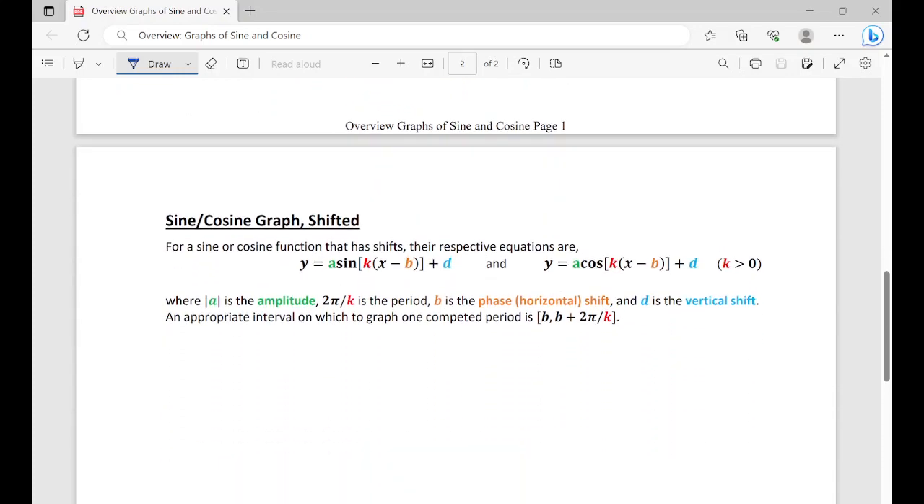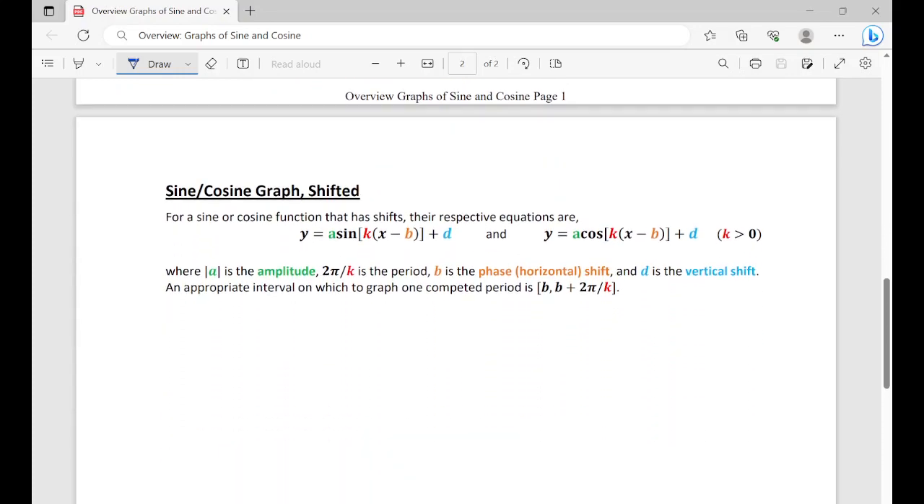Now those were the unshifted. You can also shift sine and cosine. So for a sine or cosine function that has shifts, their respective equations are y equals a sine k times the quantity x minus b, then plus d, and y equals a cosine k times the quantity x minus b plus d again, where k is positive.